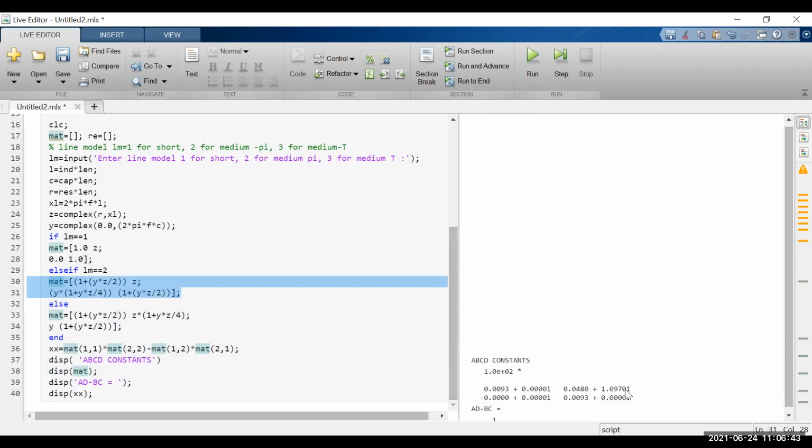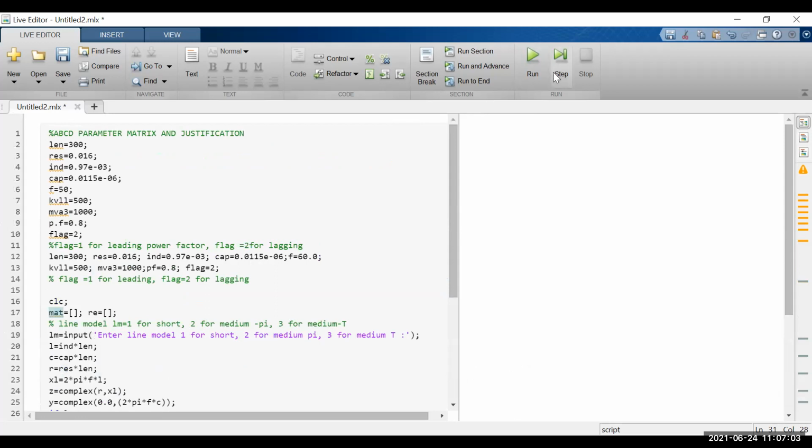In the previous question also Z was the same, and this is your 1 plus y into Z by 2, and this is your y into 1 plus Z by y by 4, and this is this value. Okay, all values are the same for different parameters. For the same value, your AD minus BC is the value. Okay, we'll write 3. We are not choosing 1 or 2, we are choosing 3. So we'll give a different value over here.